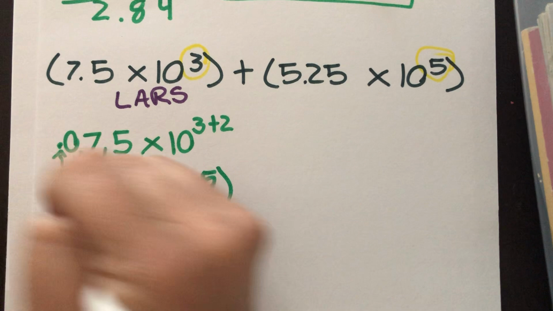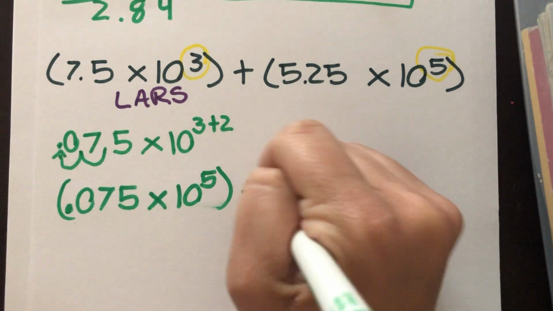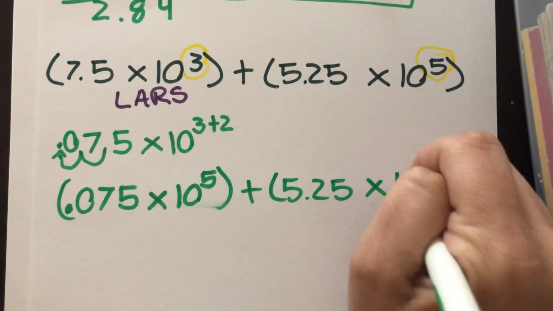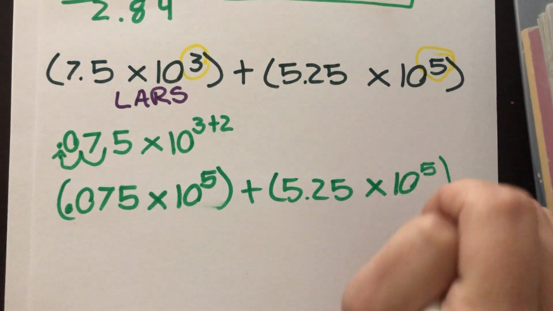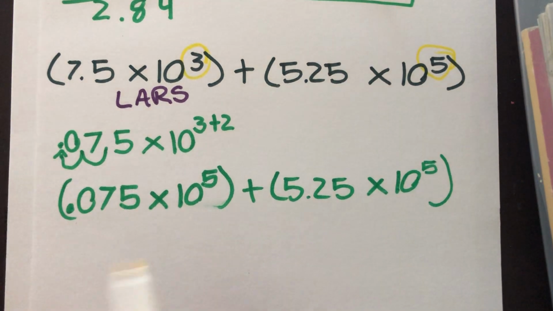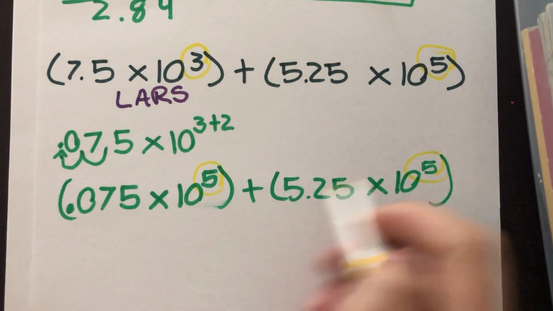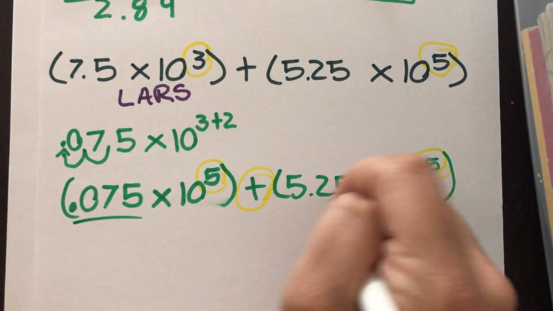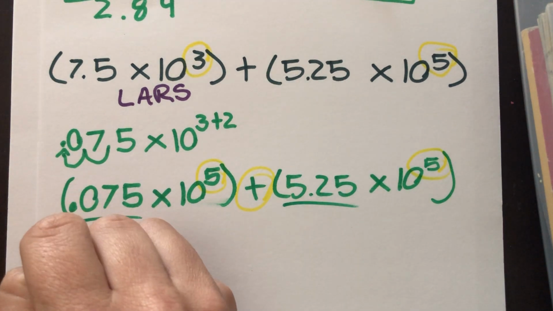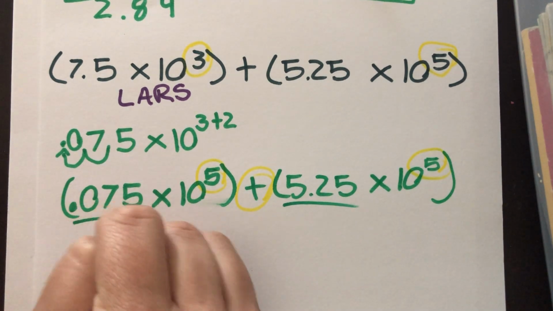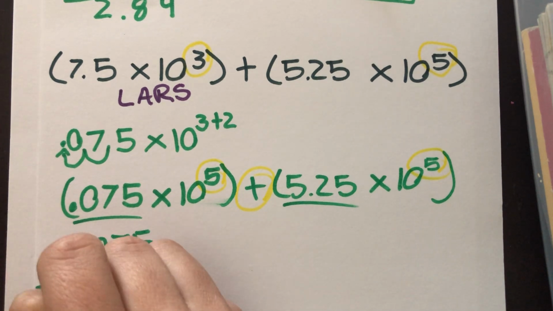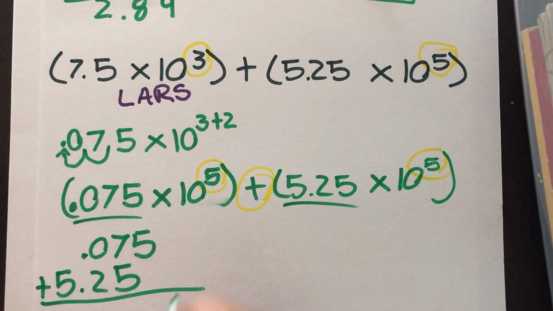I'm going to rewrite everything, bring down our addition sign. Okay, exponents are the same. So now we can go ahead and add our coefficients. So I'm going to add my coefficients here. Make sure that you line those decimals up.